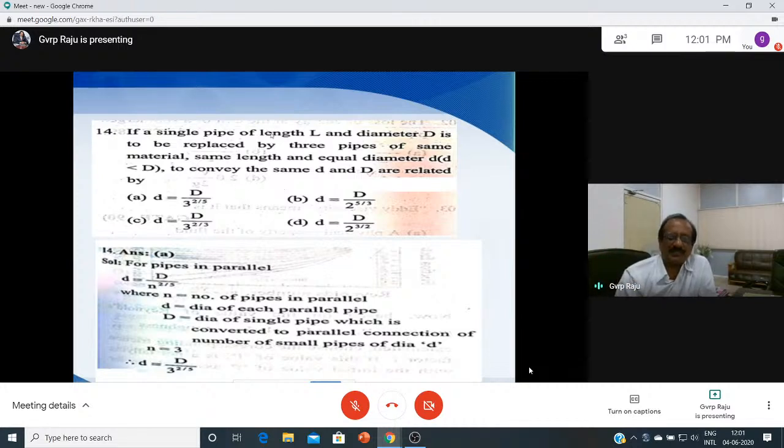We want to replace that with a single pipe of length L and diameter D. So what is the relation between D and d? The actual relation is D equal to d by N to the power of 2 by 5, where N is the number of small pipes of diameter d. You can straight away remember this equation and take the value, because the number of pipes is 3 here, N is 3. So D is equal to d by 3 to the power of 2 by 5. So the answer is A. This is 2 by 3, very close to that, but this is 2 by 5. So D is equal to d by 3 to the power of 2 by 5.